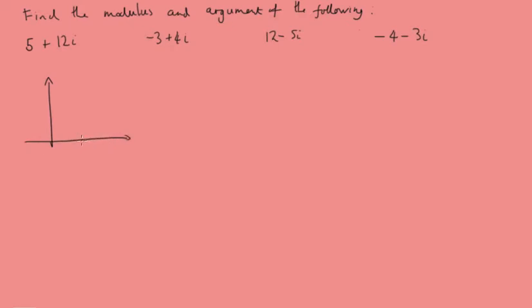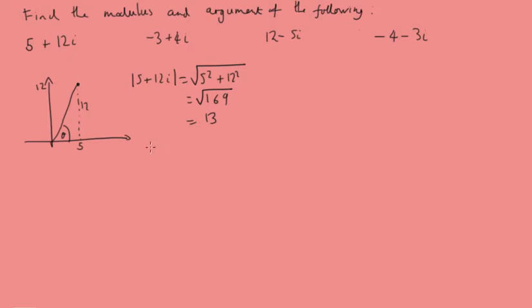So we're going to have 5, 12. This is going to be 5, and we've got 12 here, and we've got theta here. So this is 12, and this is 5. So the modulus of 5 plus 12i is going to be the square root of 5 squared plus 12 squared, which comes out at the square root of 169, which is 13.